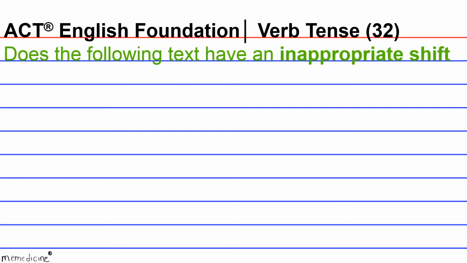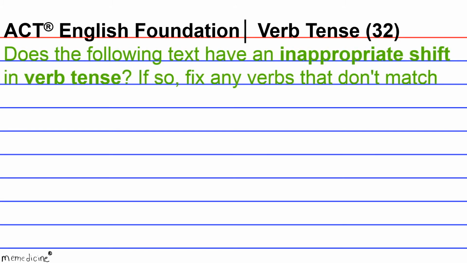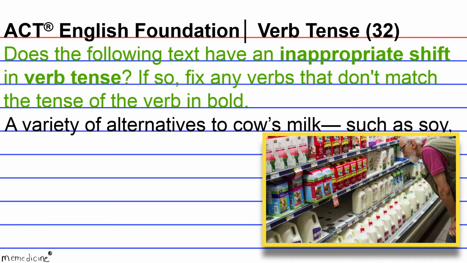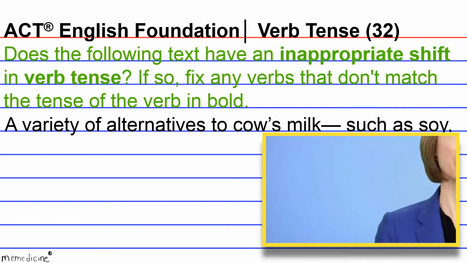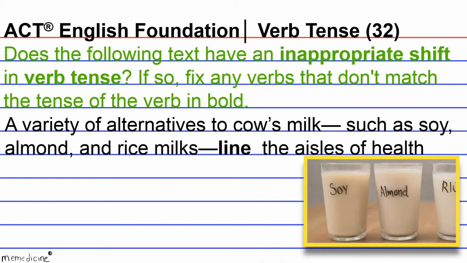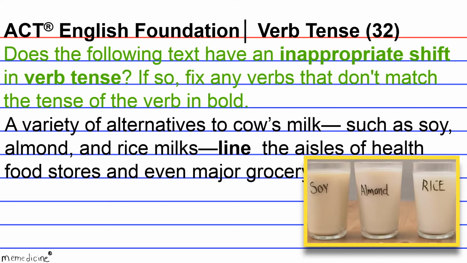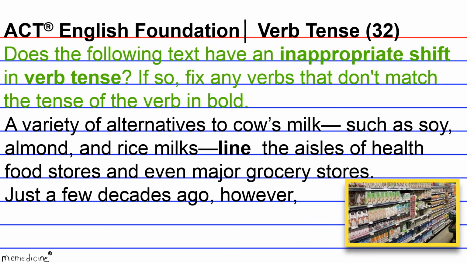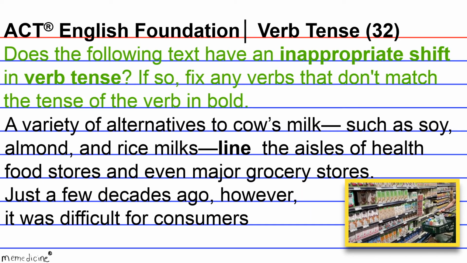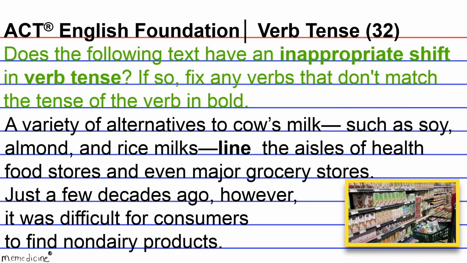Does the following text have an inappropriate shift in verb tense? If so, fix any verbs that don't match the tense of the verb in bold. A variety of alternatives to cow's milk, such as soy, almond, and rice milks, line the aisles of food stores and even major grocery stores. Just a few decades ago, however, it was difficult for consumers to find non-dairy products.